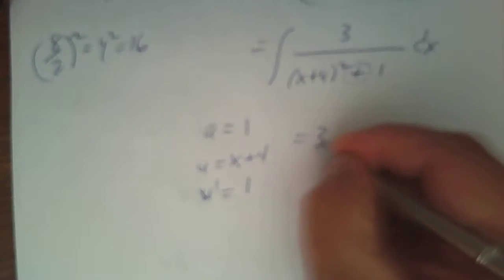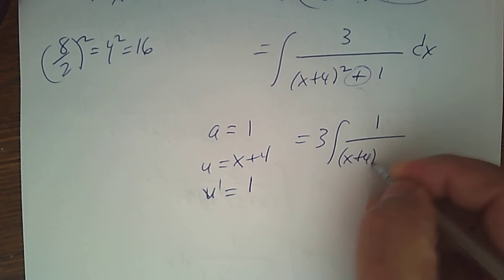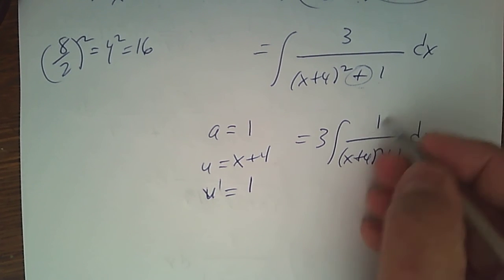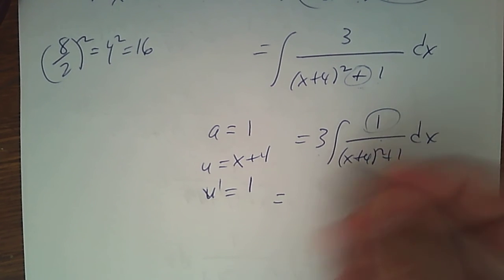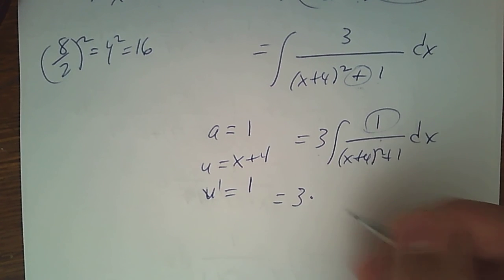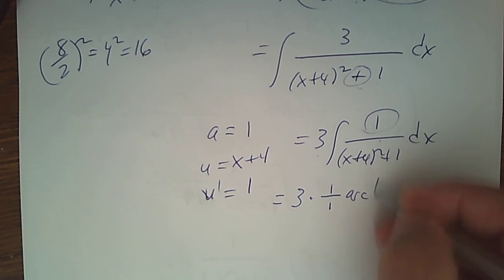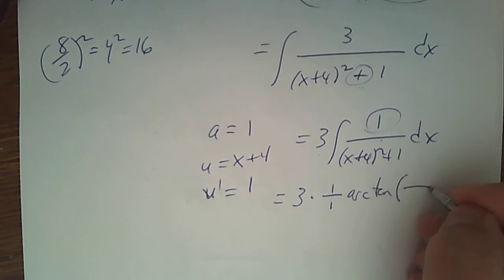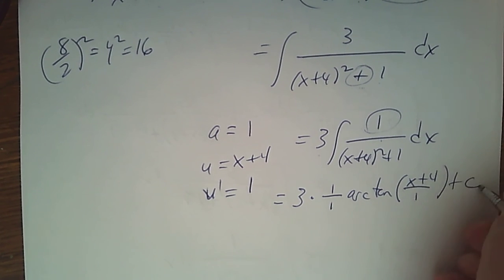So to set this up correctly, I'll need a 3 in front, and then a 1 left behind. So I wanted it to be 1, so 3 divided by 1 gives me that 3 in front, and now I'm ready. So I start with the 3. The fraction would be 1 over a. 1 over 1 is just still 1. And then arctan, and then u over a, x plus 4 over 1, and then plus the cookie.